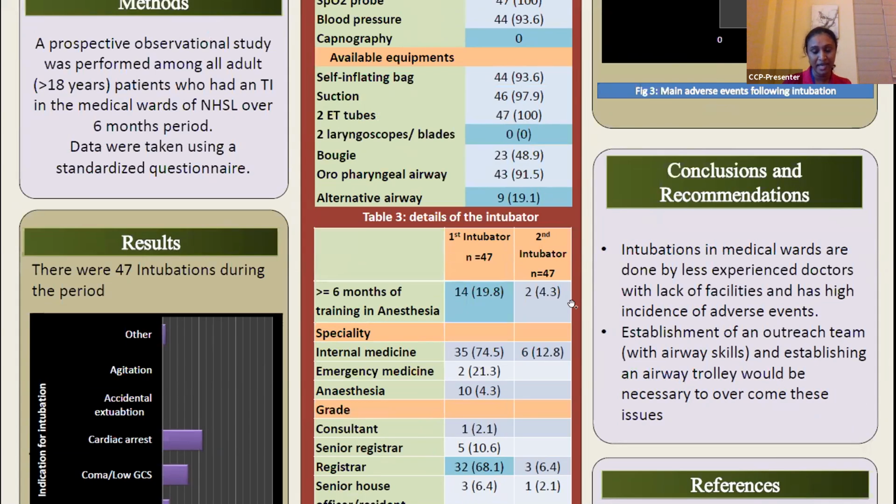We have already done that, and the current practice is that we ask the medical team to inform us whenever there is a deteriorating patient, and we go by ourselves and assess and intubate. If there are instances where the equipment is not adequate or the airway is difficult, we get them down to the ICU and intubate.